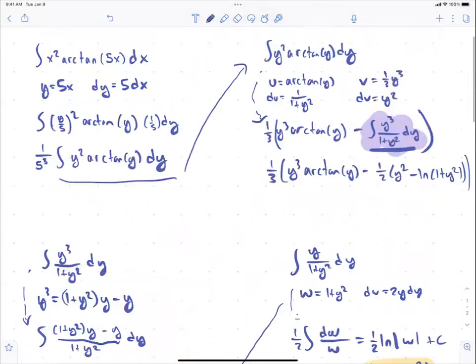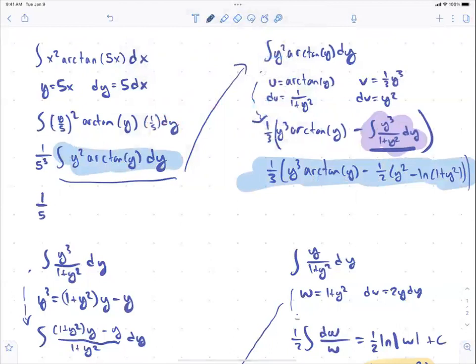And then I finally finish by taking this in. So let me use my other highlight color. This thing came from over here. And so I need to just substitute in what my y was, and bring this constant along. So in the end, I get this constant still times 1/3, then y cubed.